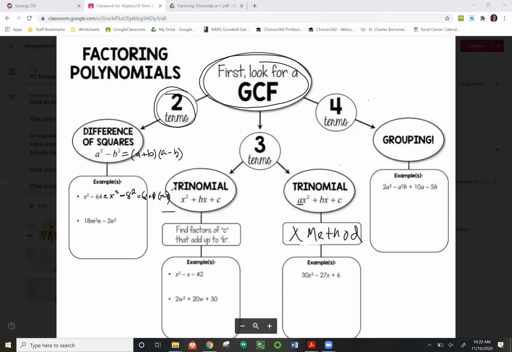Okay, and then for the second example, they have one where you do have to be careful because you have to do that first technique where you're looking for the greatest common factor, because a lot of times that will happen. Okay, you can divide a 2 evenly into both 2 and 18 and an n. Okay, so you pull that 2n out, and what are you left with? You're left with 9m squared minus n squared.